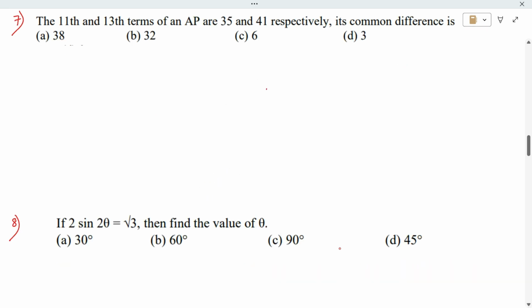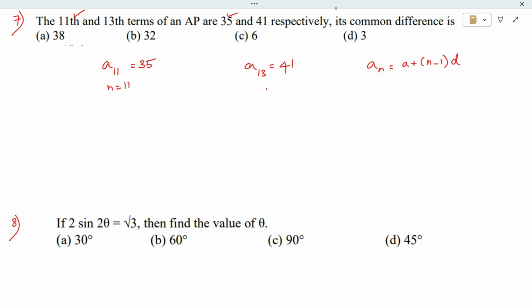Question number 7. The 11th and 13th term of an AP are 35 and 41 respectively. Find its common difference. So I need to find d, isn't it? So A11 is given as 35. So take the first number for the first value, okay? And A13 is equal to 41. So what is the An formula? A plus n minus 1 times d. So I don't know d, so I'm keeping the letter d as it is. So for A11, n is equal to 11, isn't it?